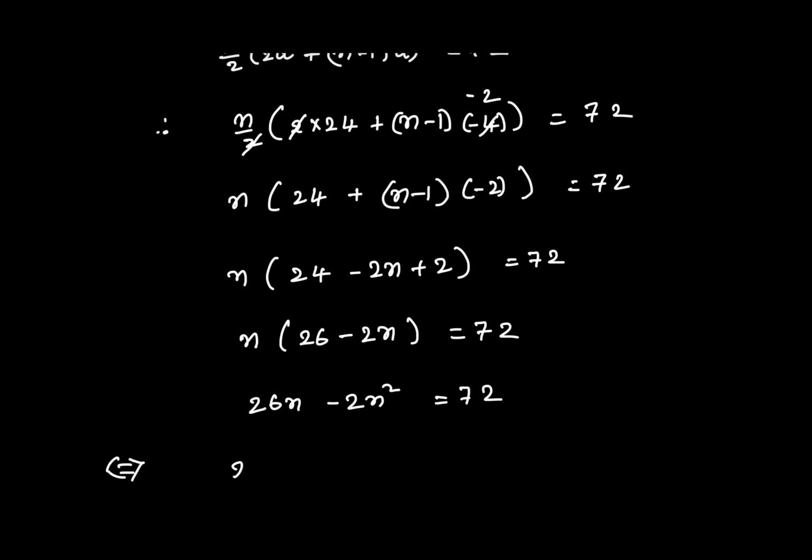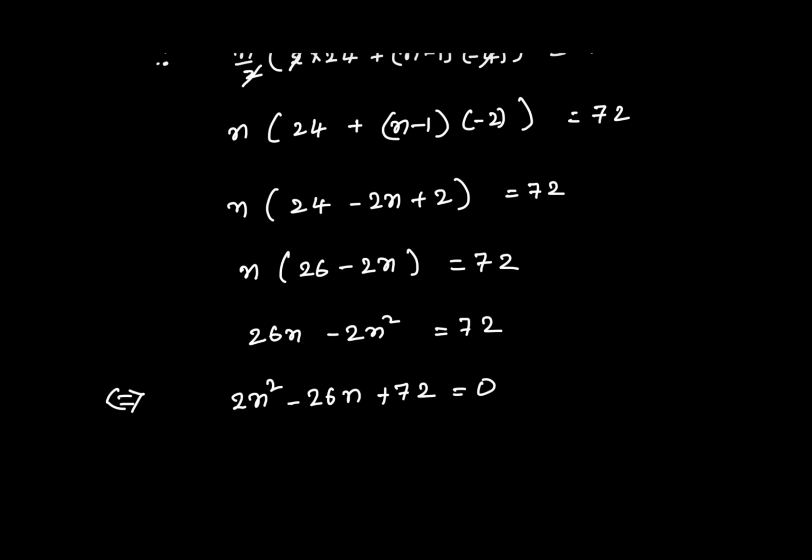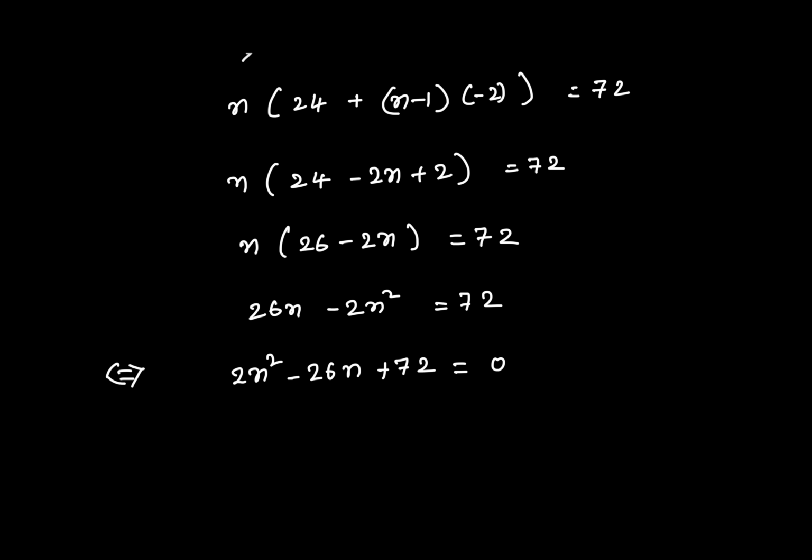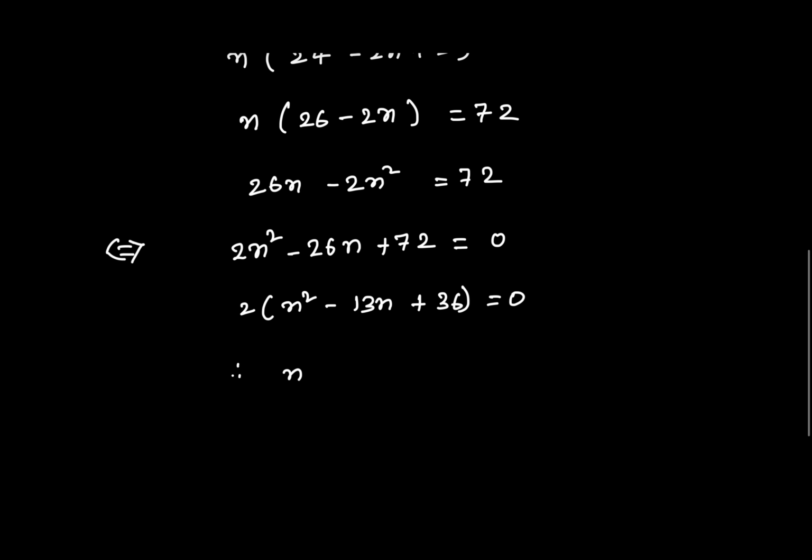We can write it like this: 2n square minus 26n plus 72 equals 0. See here what I did: I moved all these terms to the right side and reversed the equation. So this is the equation. Taking 2 common, 2 into n square minus 13n plus 36 equals 0. Therefore, n square minus 13n plus 36 equals 0. If we solve this equation, we can find the value of n.